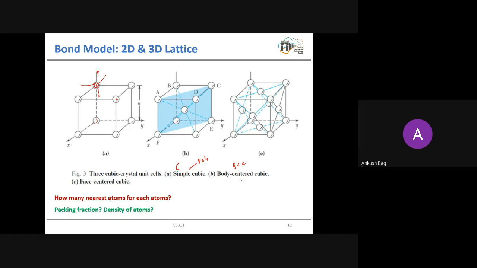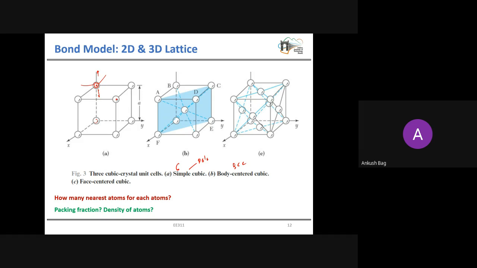In case of body-centered, how many atoms will be there? And in case of face-centered, how many atoms will be there? These are something I am leaving for you, so you can work them out at home and let me know in the next class, or you can discuss this in our next doubt clearing session or tutorial session.